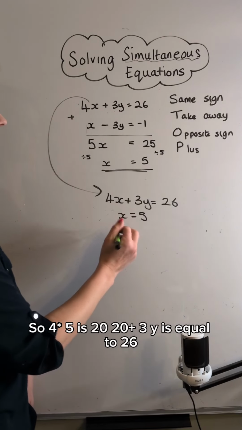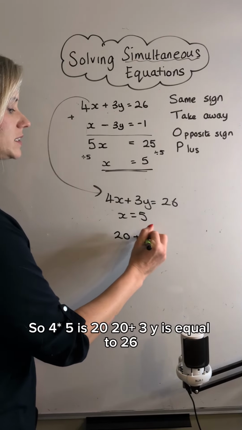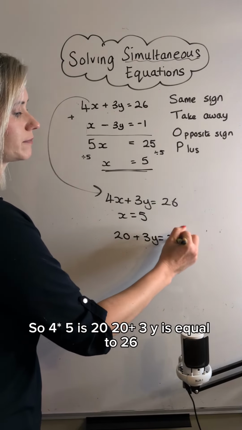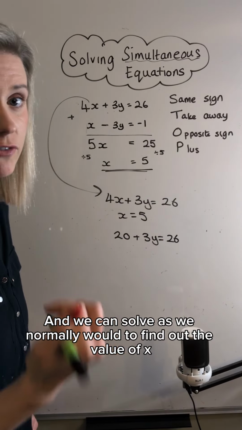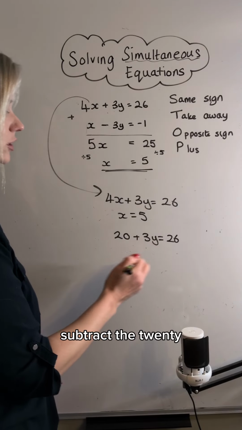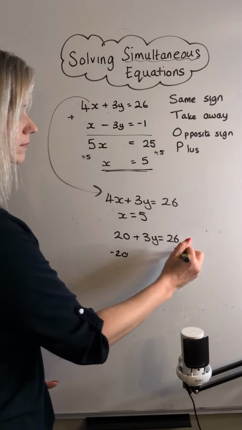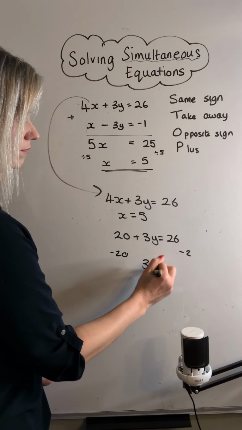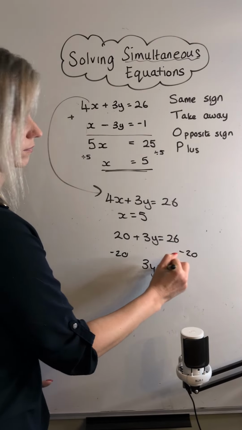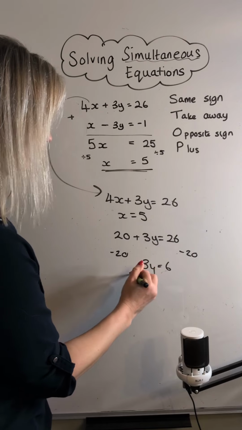So 4 times 5 is 20. 20 plus 3y is equal to 26. And we can solve as we normally would to find out the value of y. Subtract the 20. And divide by 3.